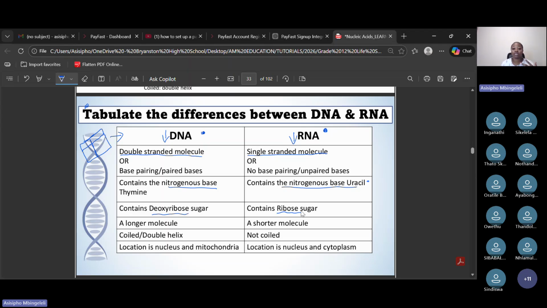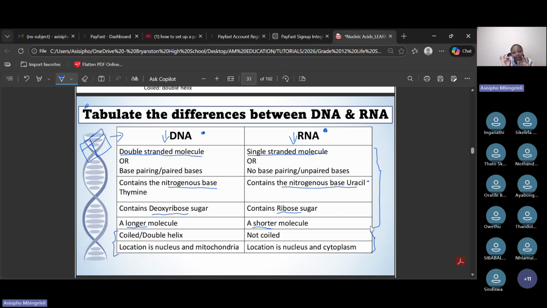Then you can speak about the length of the molecule. So the length of the molecule, DNA is a longer molecule and RNA is a shorter molecule. I'm not a fan of these last two, so maybe do try and avoid them. The other one speaks about the location. The other one speaks about one molecule being coiled and another not being coiled. I'm not a fan. So when you are asked to differentiate, please focus on the first four.